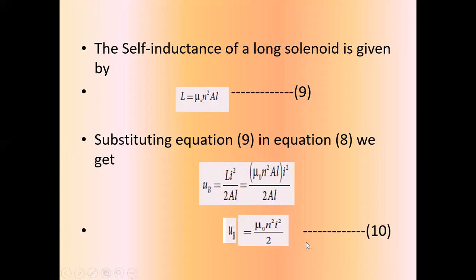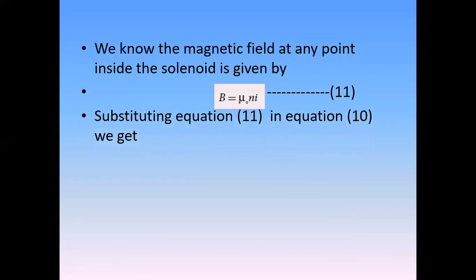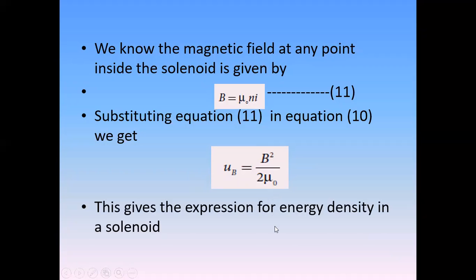This I am taking as equation number 10. Now, we know the magnetic field at any point inside the solenoid is given by B is equal to mu 0 nI. This also we already derived. This is equation number 11. Substituting equation 11 in 10, what will I get? u B is equal to B square by 2 mu 0. So this gives the expression for energy density in a solenoid.